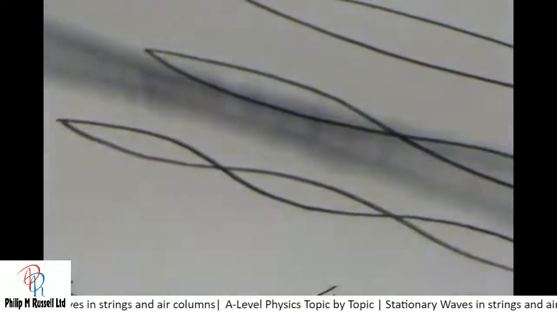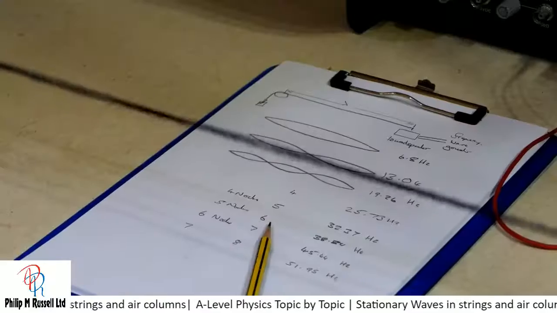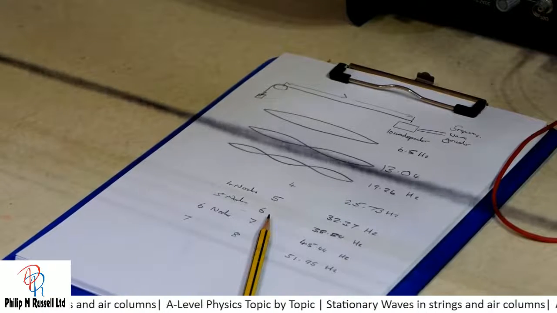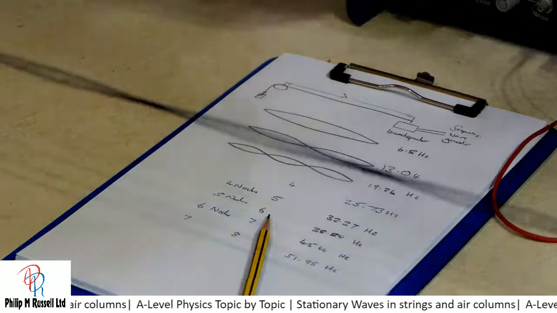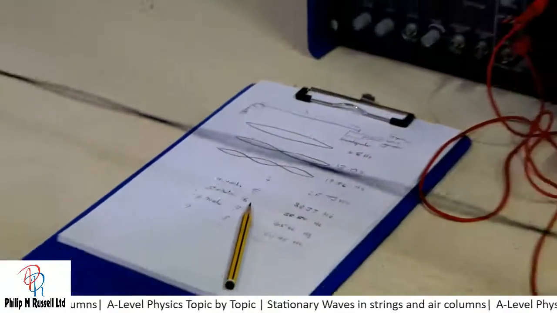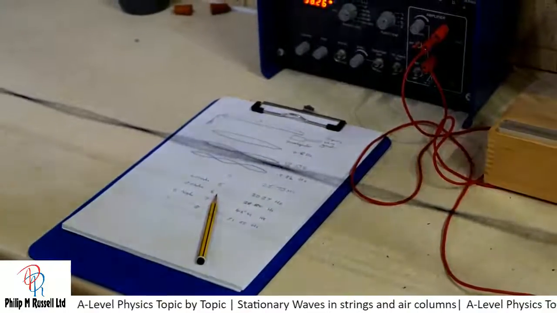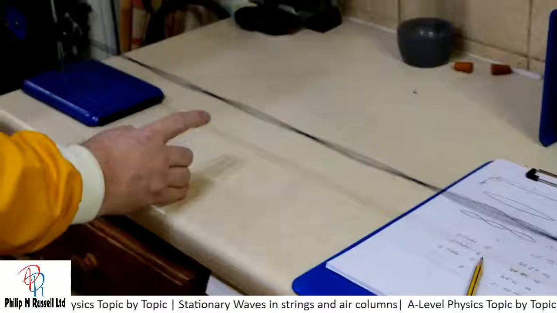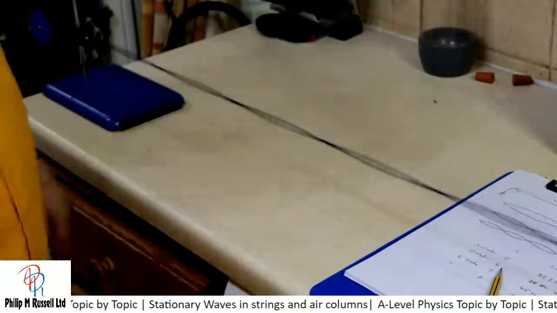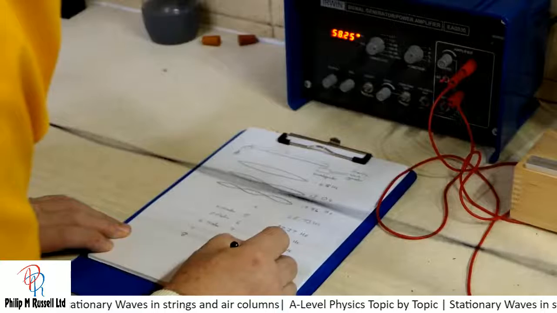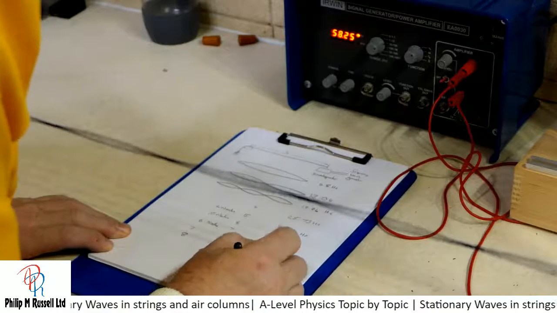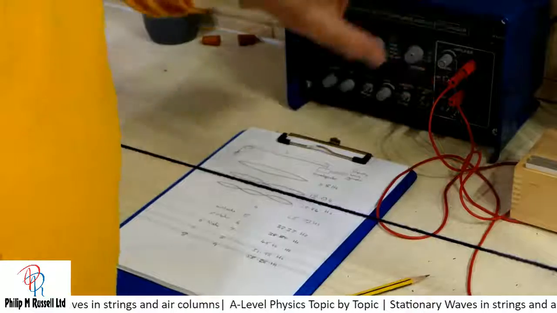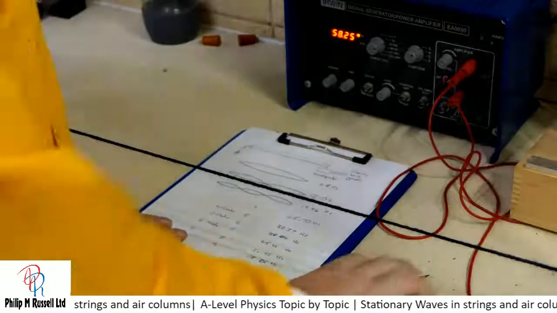I don't think we can probably manage more than this. These are becoming now really hard to see. 1, 2, 3, 4, 5, 6, 7, 8. 8 nodes. And that's at 58.25. And we'll give you a rest from listening to that noise.